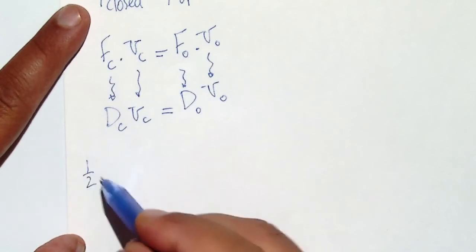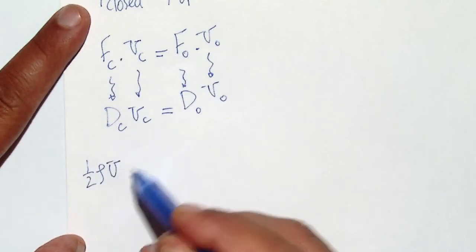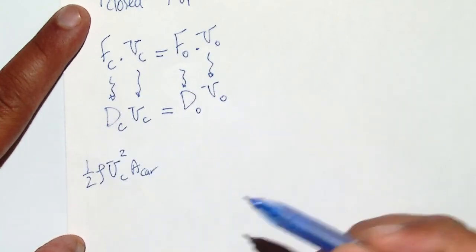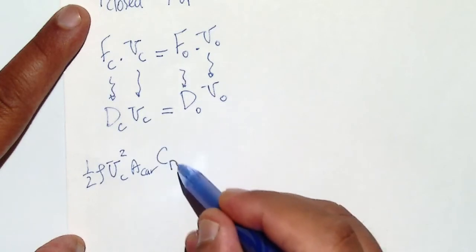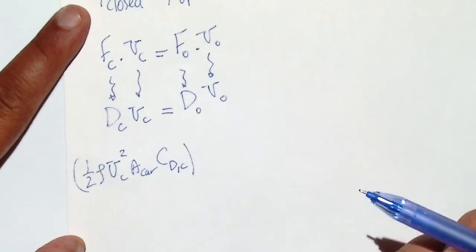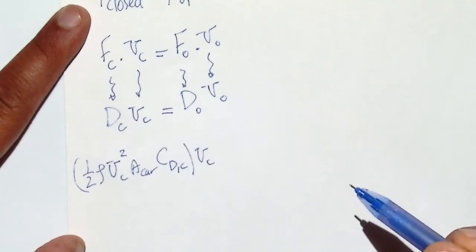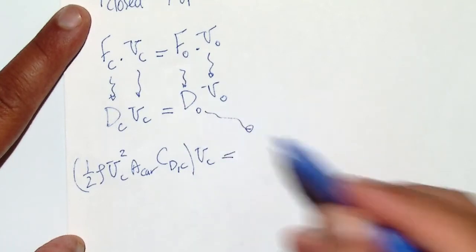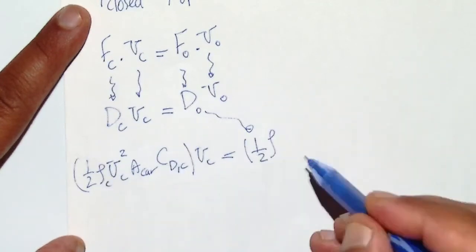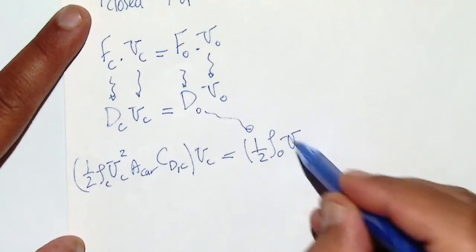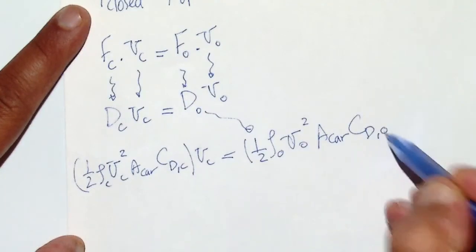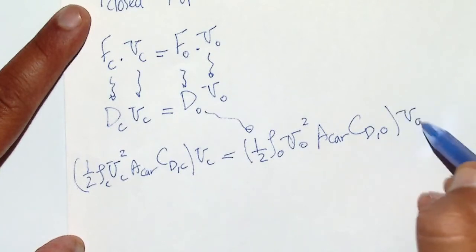So 1/2 rho U of the closed square times A, the car frontal area, times the CD for the closed one. That's the drag coefficient. So this is going to be your drag force times velocity of the closed one, and you can replace the drag force in the open one with the same: rho of the open, U of the open square, times A of the car, and CD of the open, times velocity of the open.